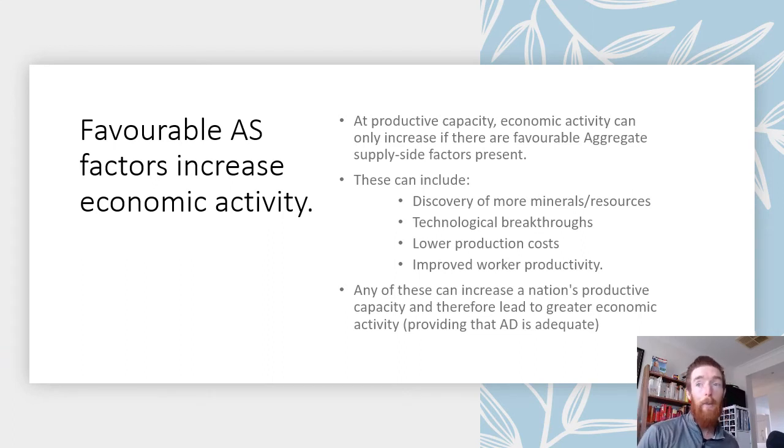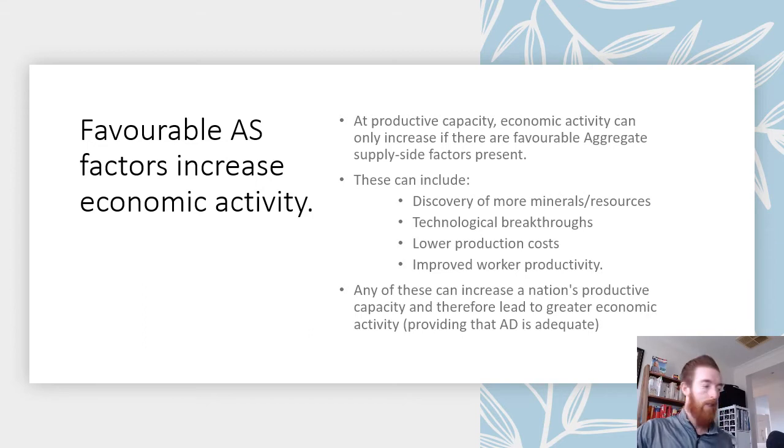And then at productive capacity, if you remember from units 1 and 2, or if you did it in area study 1, if you look at that production possibility frontier where you've got that curve, anywhere along that curve is working at our productive capacity. Economic activity can only increase if there are favorable aggregate supply side factors present. So these can include things like the discovery of more minerals or resources. Makes sense, if you have more resources, you can produce more.